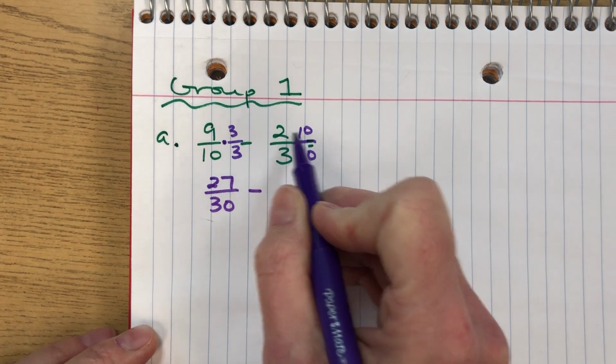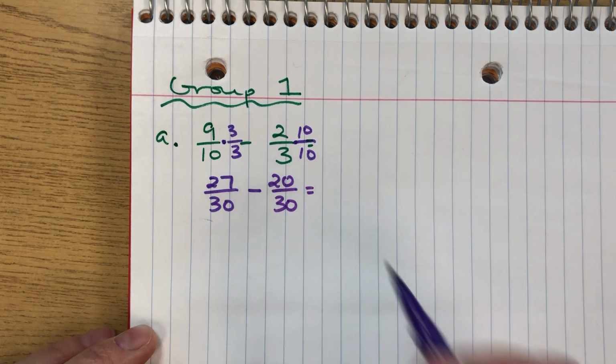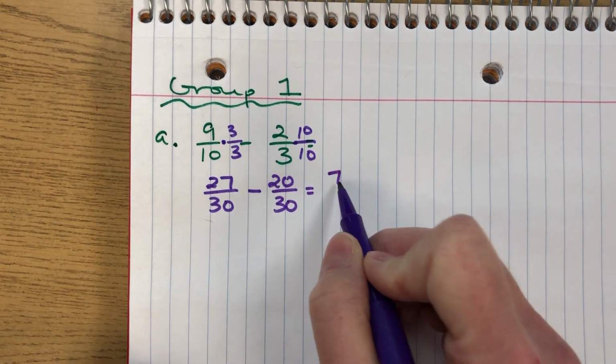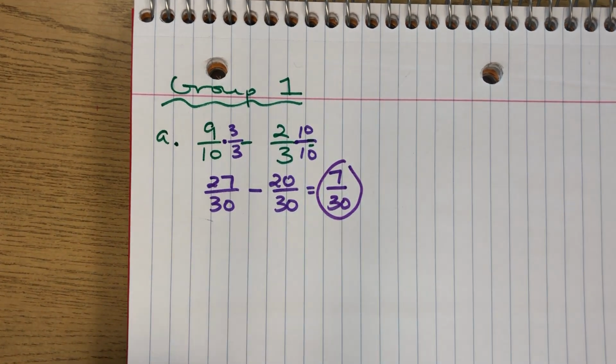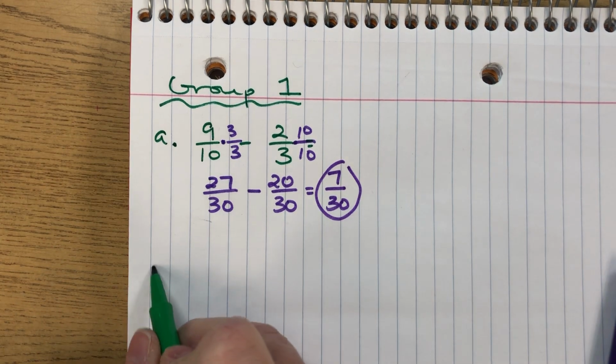27/30 minus 10 times 2 is 20/30. Now that my denominators match, I can go ahead and solve that. 27 minus 20 is 7, and my denominator stays the same. 7/30 is my answer. All right, the next one in this, I'm gonna write it right underneath.